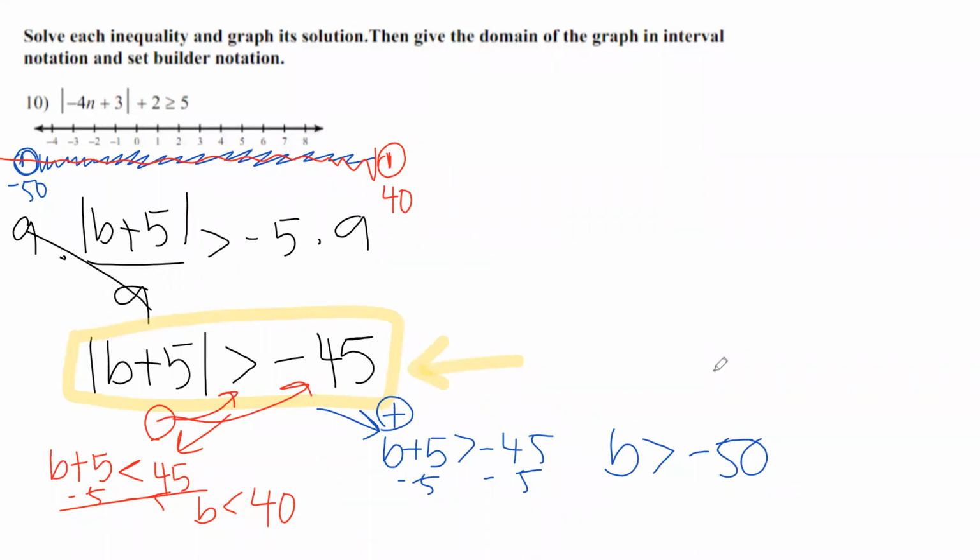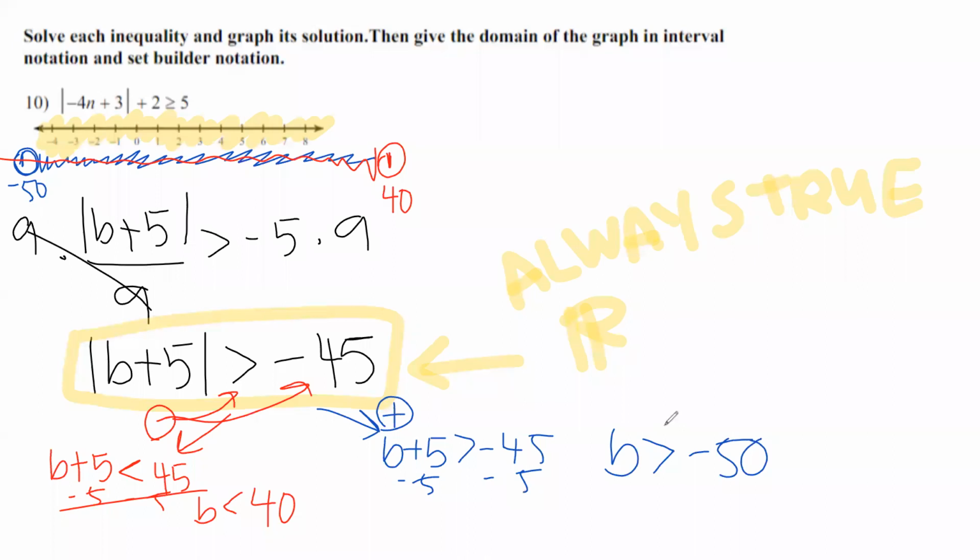Absolute value of b plus 5 is greater than -45. This is always true, because absolute value will either give us a positive value or maybe 0. So since it's always true, our entire number line from -infinity to +infinity is colored in. Every value of n will always give us a true solution because of the way absolute values behave. And so we're going to say our solution is all real numbers.